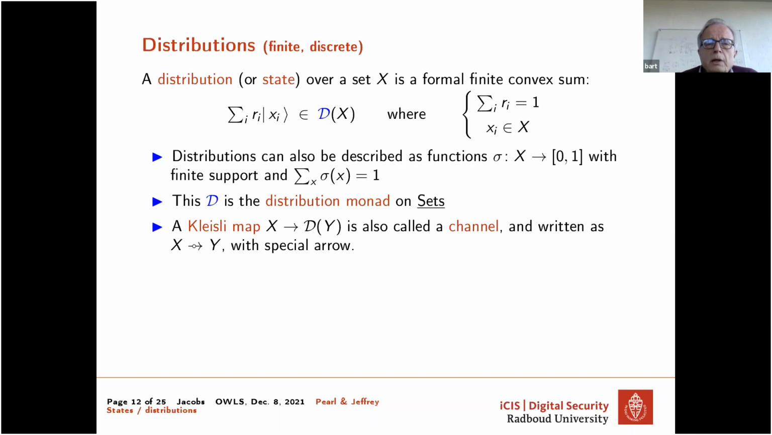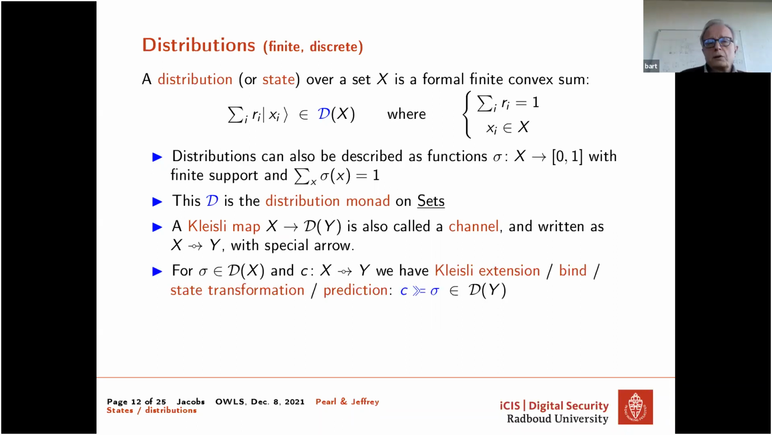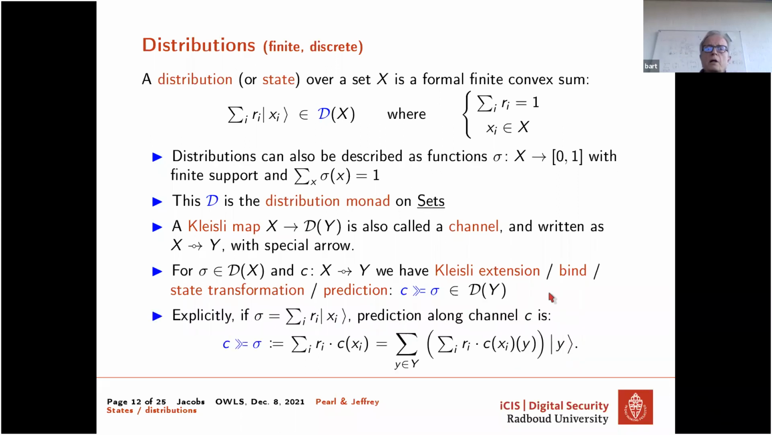A Kleisli map for such a monad, which is a function X to D(Y), is also called a channel in this setting, and I'll write it in this special way as a function from X to Y with a special circle on the shaft of the arrow. Such Kleisli maps can be composed, and there's a Kleisli extension operation. It's called bind or state transformation, or also prediction. And I'll use this funny notation for a push forward. So C is the channel here, and it pushes forward the state sigma on X to a state on Y. And here's a formula for this. It doesn't matter too much precisely what it is. Right now, it's just the idea that you can move a state along a channel in a forward direction. This is completely familiar in probability theory, also for people who are more familiar with continuous probability.